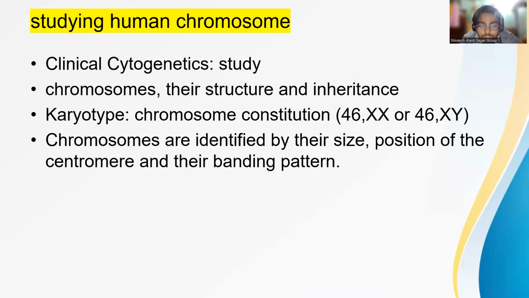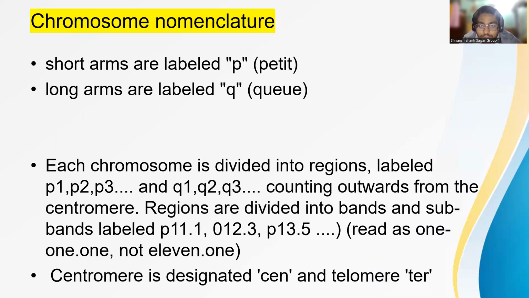Studying human chromosomes, we look at the structure and inheritance by karyotyping. Chromosomes consist of 46,XX in a female and 46,XY in a male. Chromosomes are identified by their shapes, the positions of their centromeres, and their banding patterns.